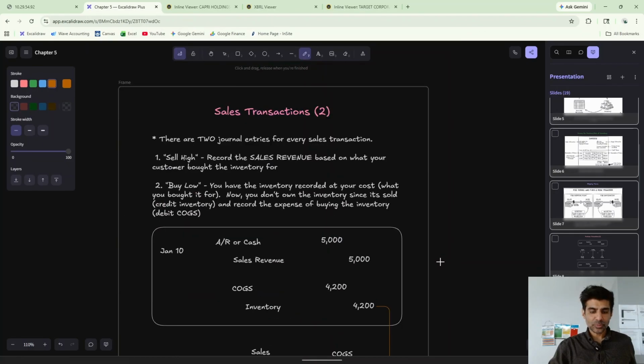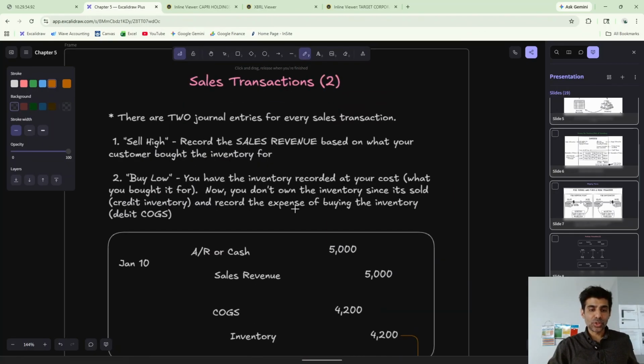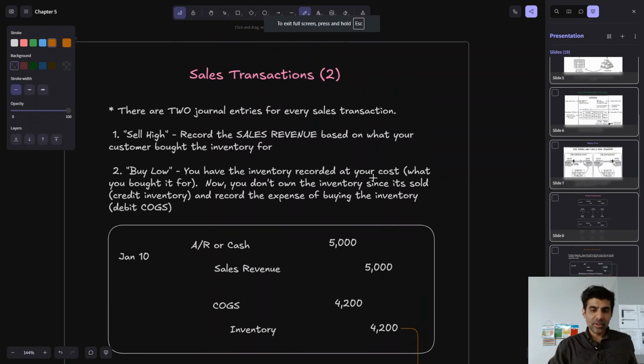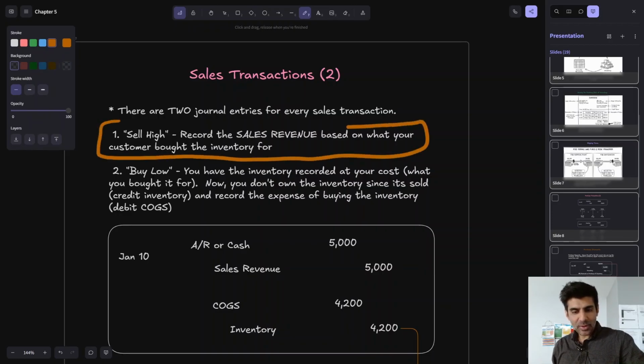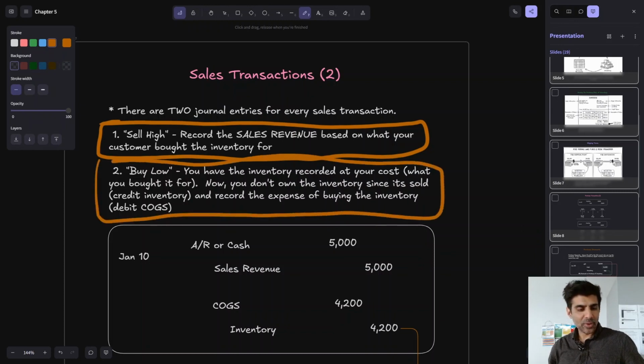Just high level, there are going to be 2 journal entries for every single sales transaction. This is the big difference between buying inventory versus selling inventory. Selling requires that you do 2 different things. Number 1, account for the revenue. That's going to be 1 journal entry. The second is accounting for the buy low part of it.